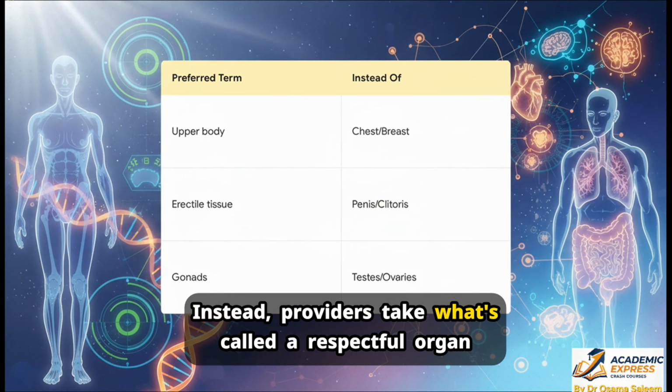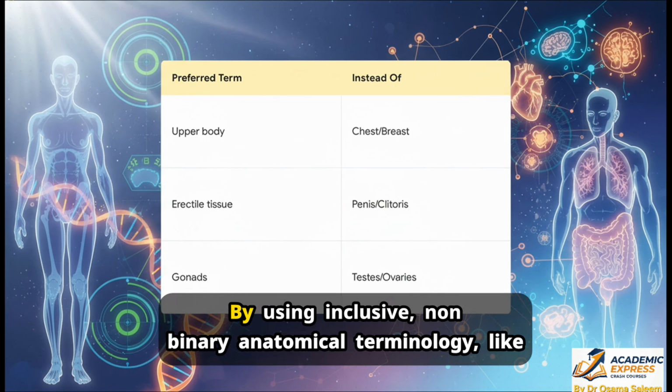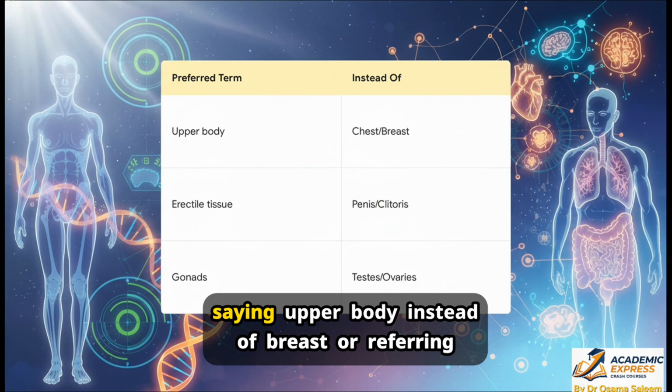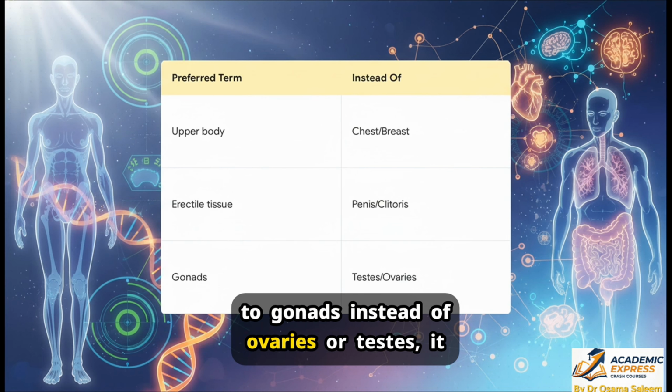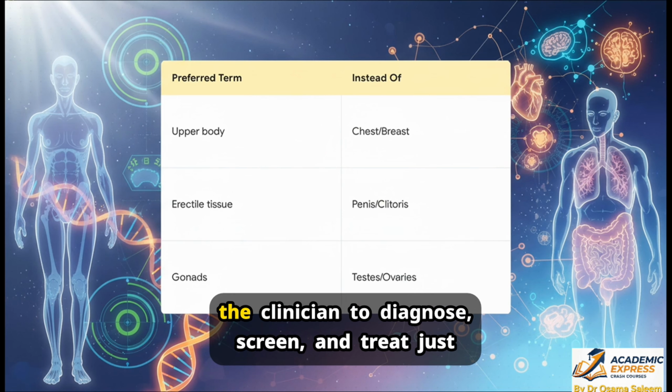Instead, providers take what's called a respectful organ inventory, based purely on the anatomy that is actually present. By using inclusive, non-binary anatomical terminology, like saying upper body instead of breast, or referring to gonads instead of ovaries or testes, it ensures the patient feels respected, all while allowing the clinician to diagnose, screen, and treat just as effectively.